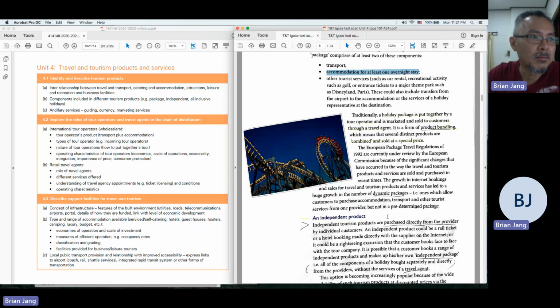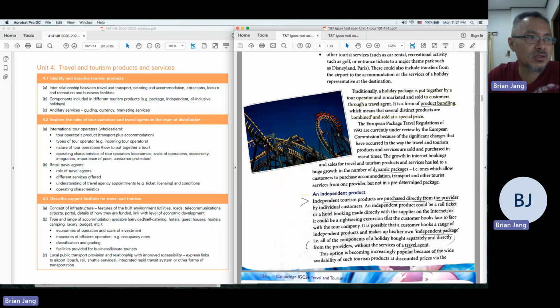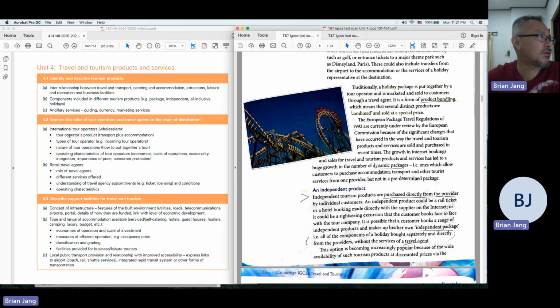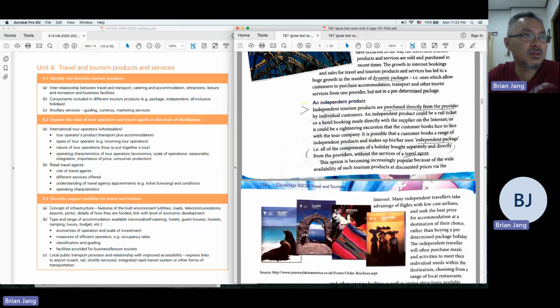All right. So packages can come in many different forms. Here are the different ways. The independent product is basically how the principal or the provider directly sells to the customer, so that the customer can independently create their own vacation experience by purchasing each of the different components on their own. Right? That's called the independent product.